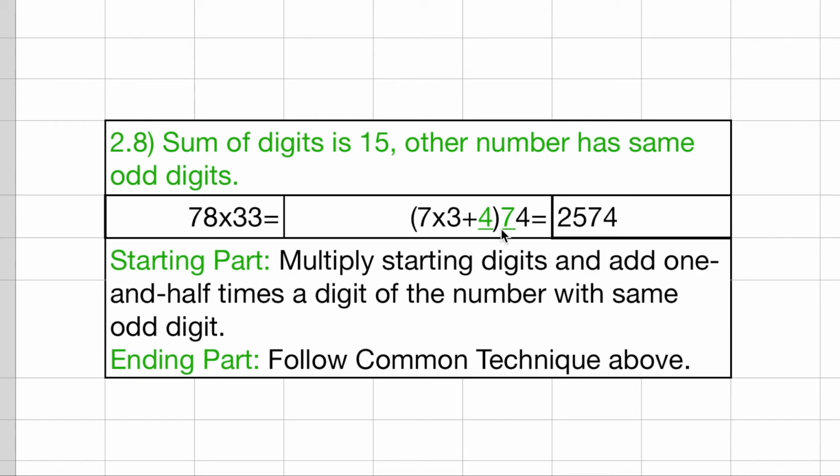So we first multiply the starting digits. So 7 times 3 plus 4. And for end part, we follow the common technique above, which is if it is less than 50, we have to add 50. If it is more than 50, we have to subtract 50 and add 1 here. So this completes 8 additional special cases where SOC is ending with 5.